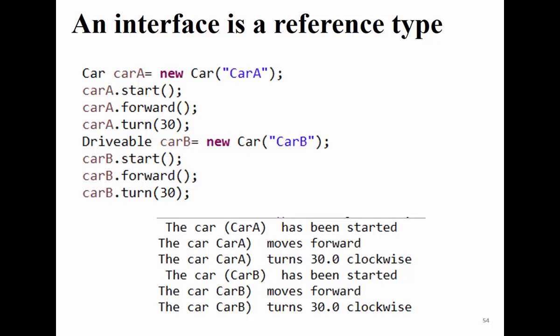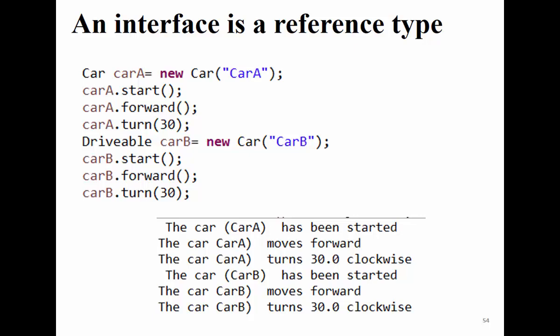You have bicycles and the car, both implemented Drivable, yes? So imagine I have a bicycle object. I can assign the bicycle object to the car P, because car P's reference type is a Drivable. So Drivable can accept any Drivable objects. Bicycle is a Drivable object, car is a Drivable object.